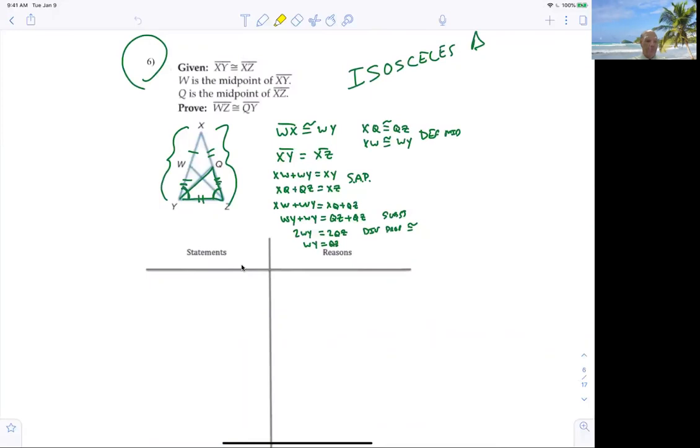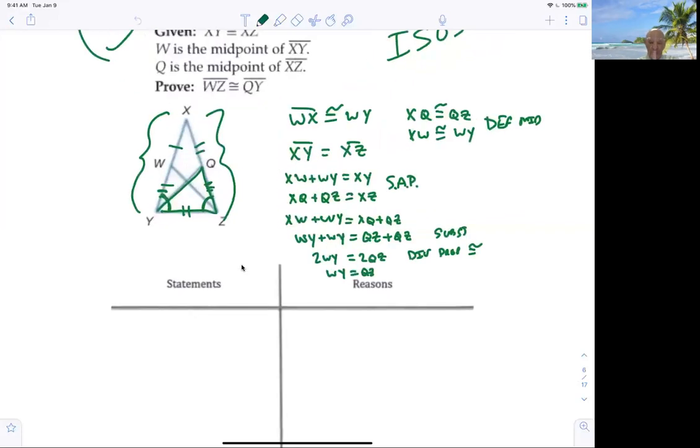All right. So, the first thing we were talking about as I was looking at this is I always try to figure out in my head how to solve it before I start writing things down. So I'm trying to prove that WZ is congruent to XQ or QY, which means I'm going to need the red and the green triangles to be congruent.